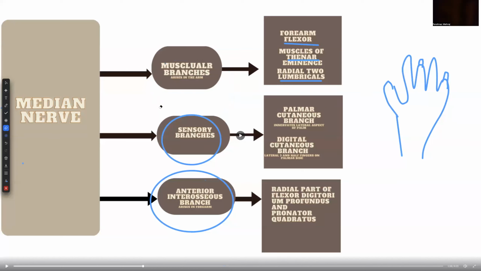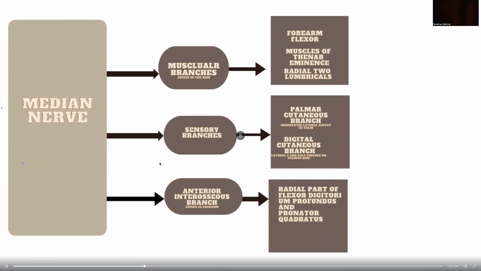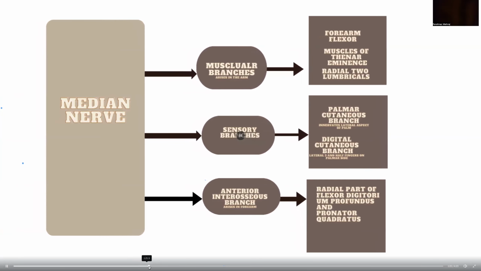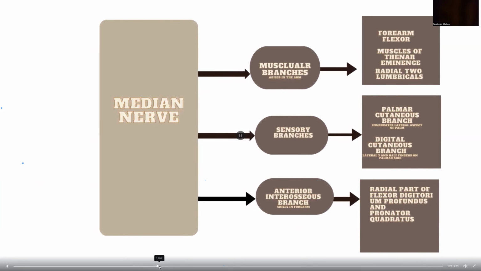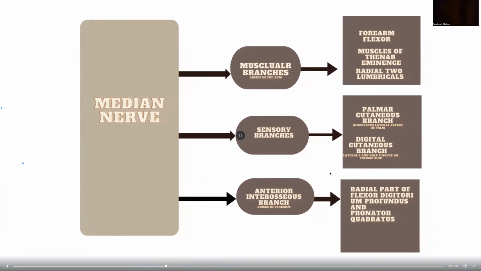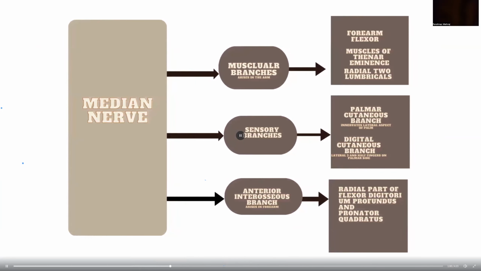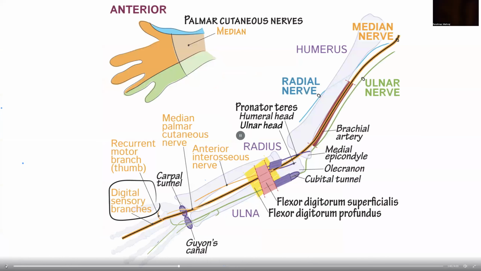So again, just to summarize, we have the branches of the median nerve. Let me get this out of the way so I can move forward with this presentation. These are the branches of the median nerve that we need to remember: the muscular branches, the sensory branches, and the anterior interosseous branch. The anterior interosseous branch is again a muscular branch, and it supplies the radial part of the flexor digitorum profundus and the pronator quadratus. The sensory branches supply the palmar area of the lateral aspect of the palm and the lateral 3.5 fingers.